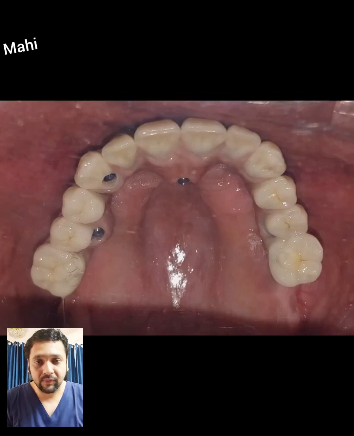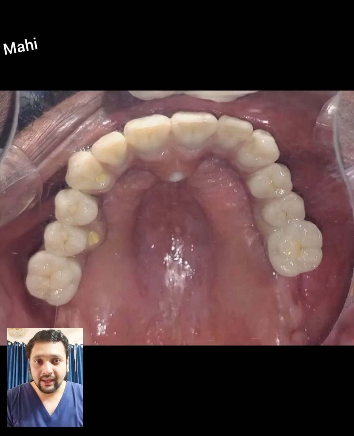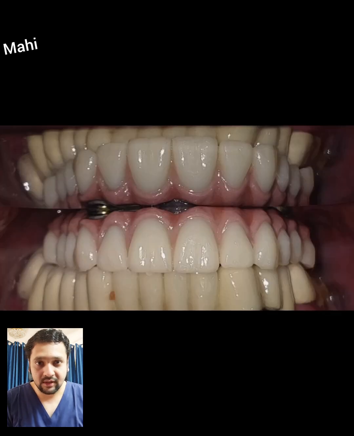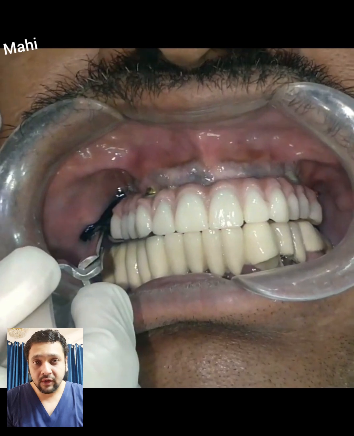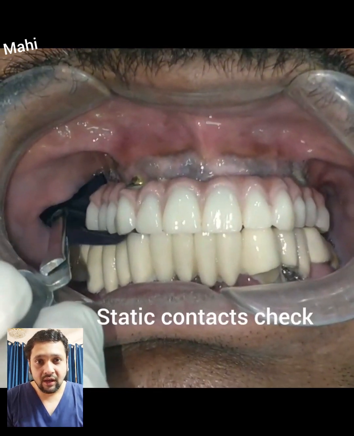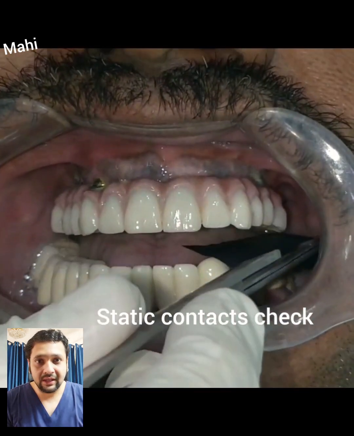Luckily for me, the occlusal aspect of the bridge is fine. It's quite good. So I can take it as a guide to build the occlusion of the maxillary prosthesis, and later on, whenever the patient is ready for a lower implant bridge, I can remove this and place implants and give occlusion.